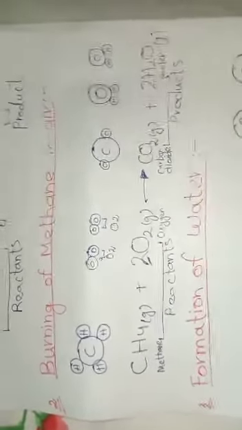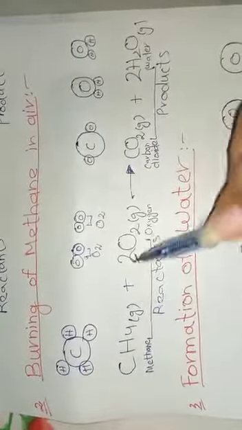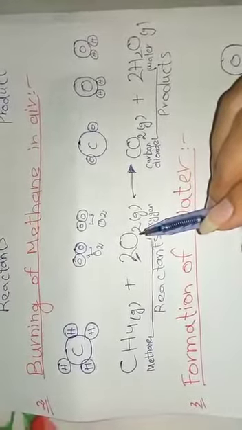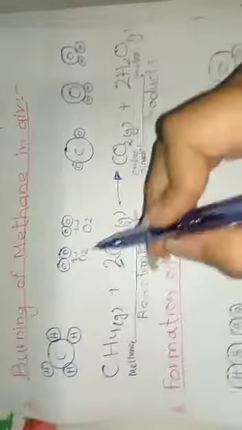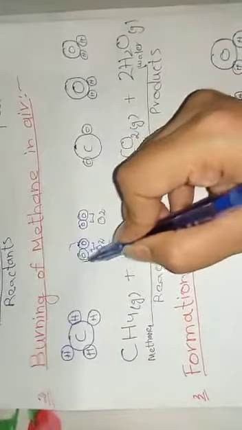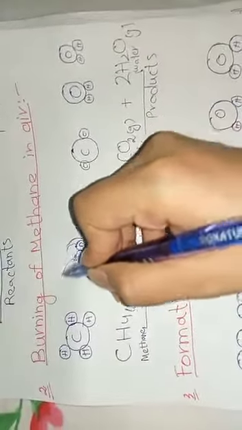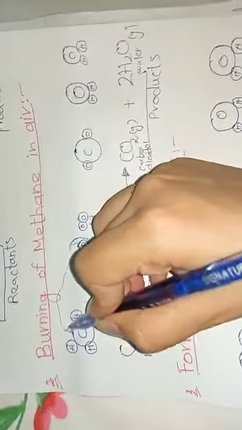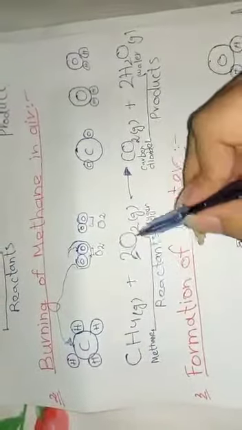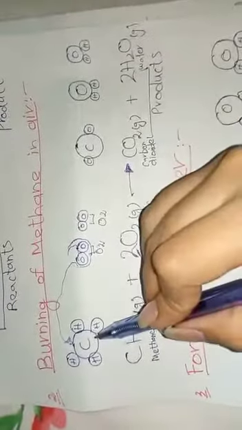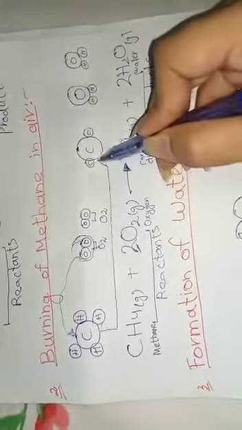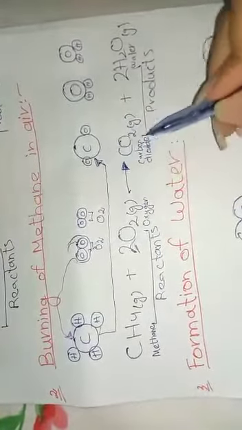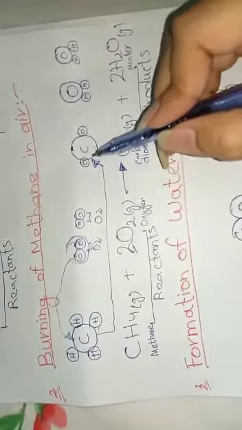Okay, so class, when 1 mole of methane reacts with 2 moles of oxygen, now class, in that reaction the 2 oxygen atoms react with the carbon atom of the methane, and when the 2 oxygen atoms react with the 1 carbon atom of the methane, it gets converted into carbon dioxide with the formula CO2. And here you can see the structure.